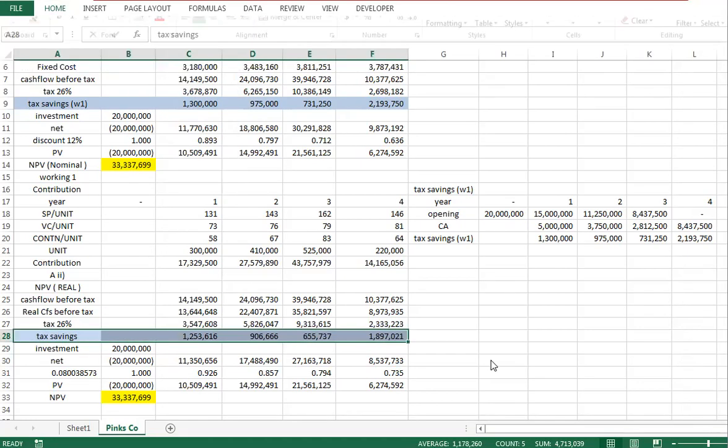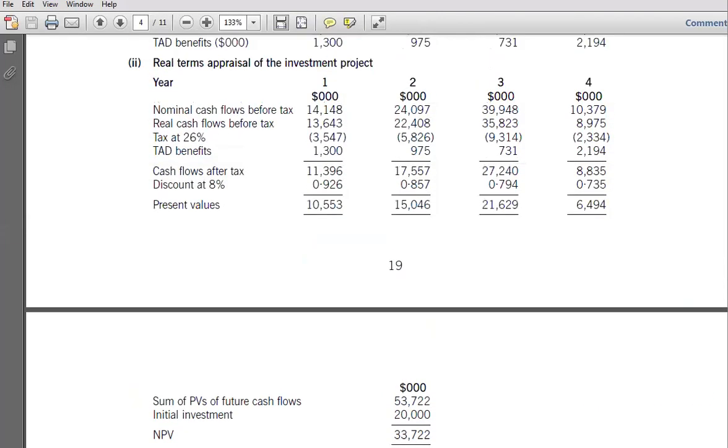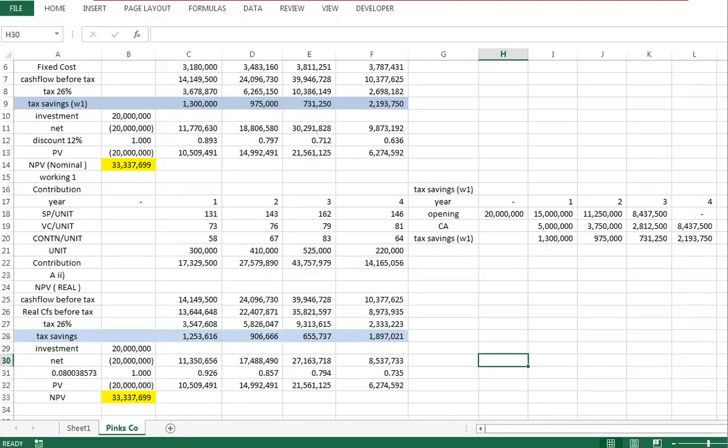Okay. And the other thing is that the examiner has used exactly 8%, which you should be doing in your examination also. And I've used a slightly more accurate discount rate in order to get the same answer, but you don't have to do it. It was just for your understanding, right? So yes, that's how things go. If you have any questions, do let me know.